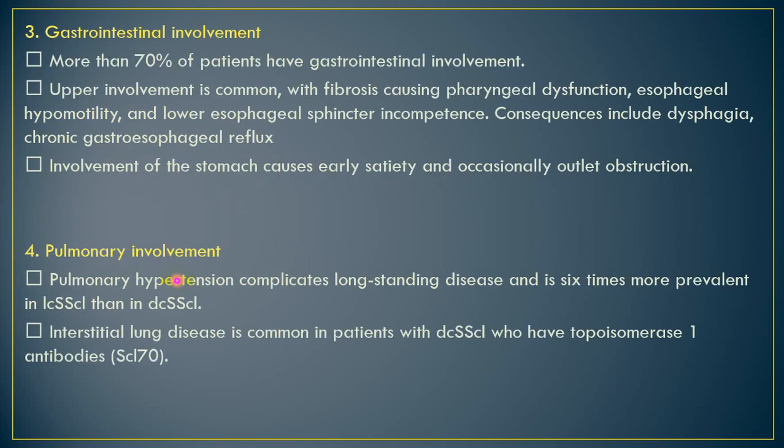GIT system involvement is common, occurring in more than 70% of patients, where it could involve pharyngeal muscle, resulting in dysphagia, or could result in esophageal hypomotility, and when the lower esophageal sphincter is involved, it will lose its function and result in reflux, chronic gastroesophageal reflux.